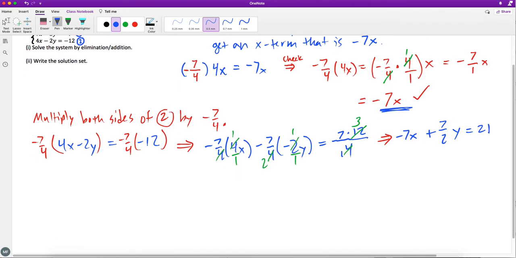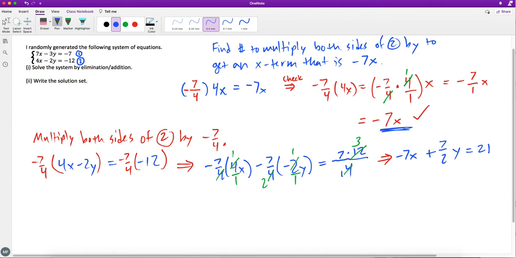Okay, cool. Now, why did I want to do that? I told you that's what I wanted, the negative 7x, but I didn't tell you really why. The reason why is now we're going to add this expression to both sides of equation 1. And if we add that, then 7x plus the negative 7x are going to equal 0, and we've eliminated the x term. But we're going to be sneaky about it.